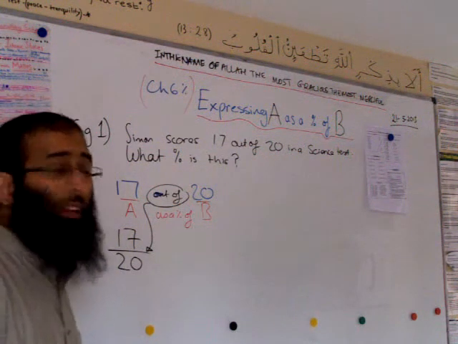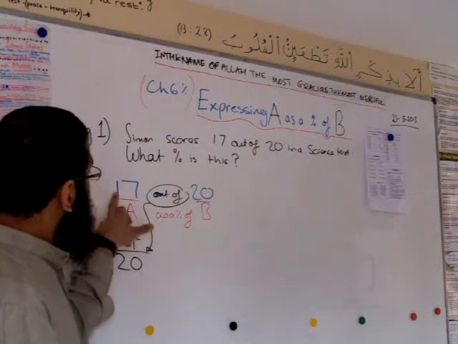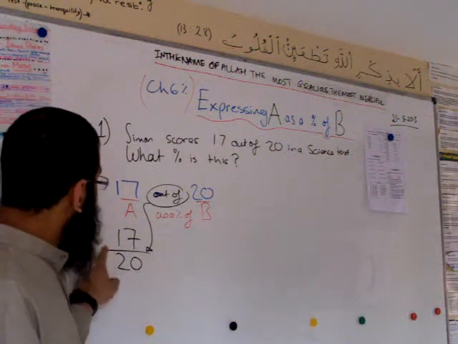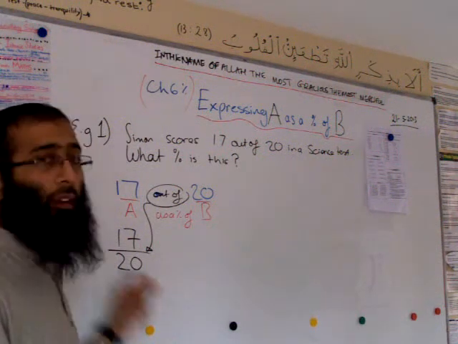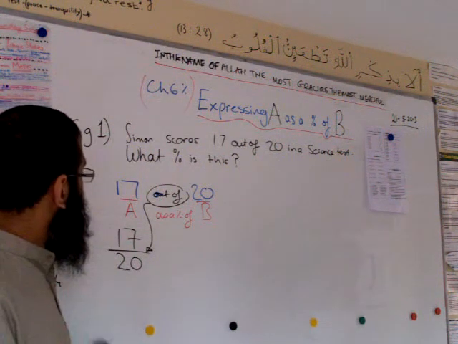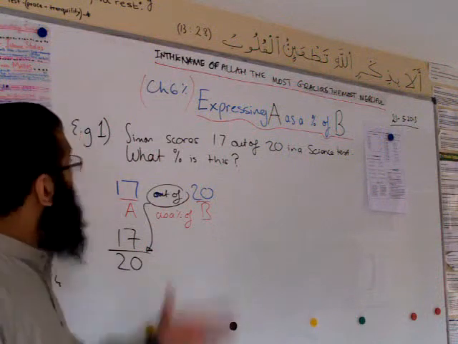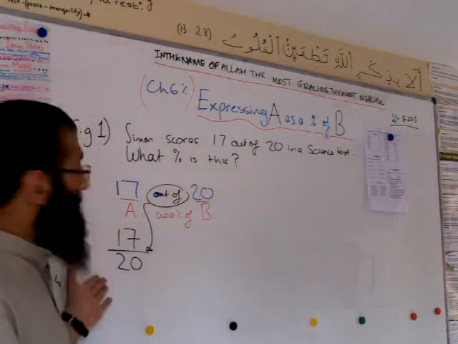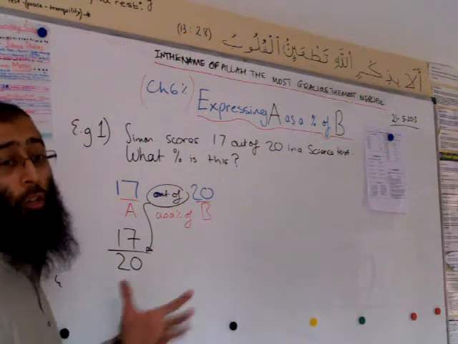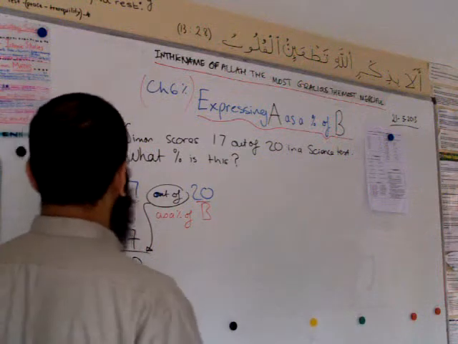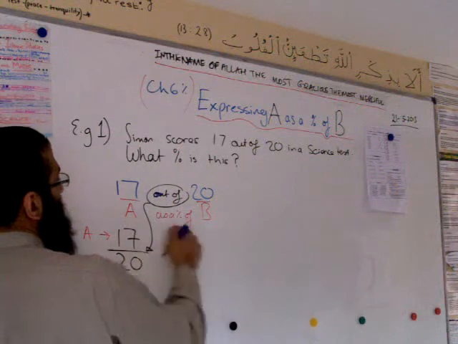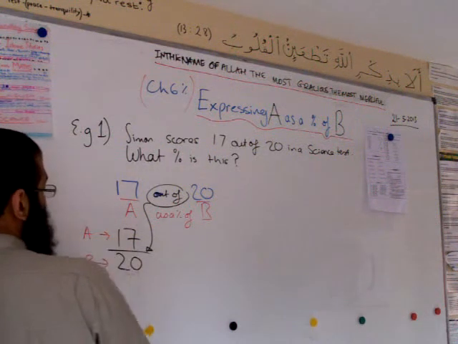So we have now very quickly converted the statement 17 out of 20 into a fraction. The division line, in terms of the English, reads as "out of". 17 out of 20, and we've done the first step. We've converted a verbal question into a fraction. First number on the top, second number on the bottom. So for A as a percentage of B, the first number goes on top, the second number goes on the bottom.